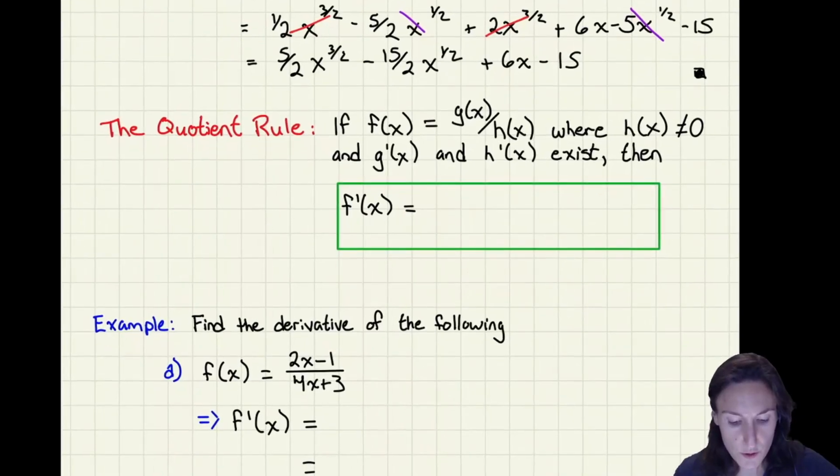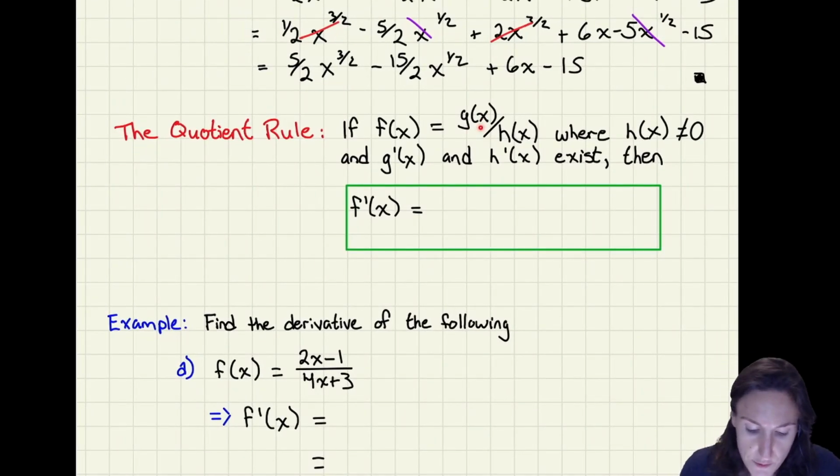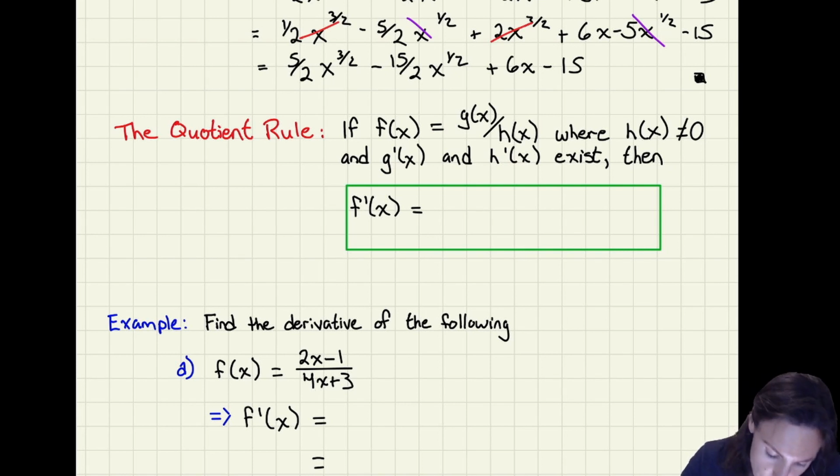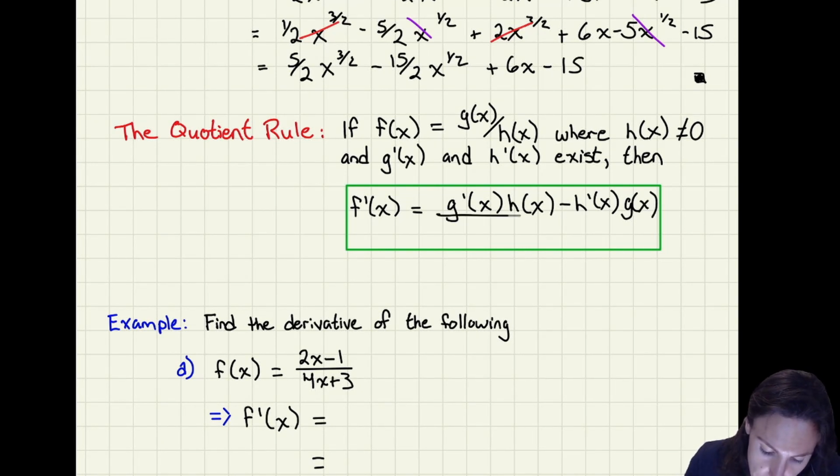Now we're going to talk about the quotient rule. So in other words, if we have a function divided by a function, assuming the function we're dividing by does not equal 0, and g prime and h prime exist. So when we have this situation, the quotient rule says that we take the derivative of the top times the bottom, minus the derivative of the bottom times the top, and then we divide all of this by whatever the bottom is, and we square it.